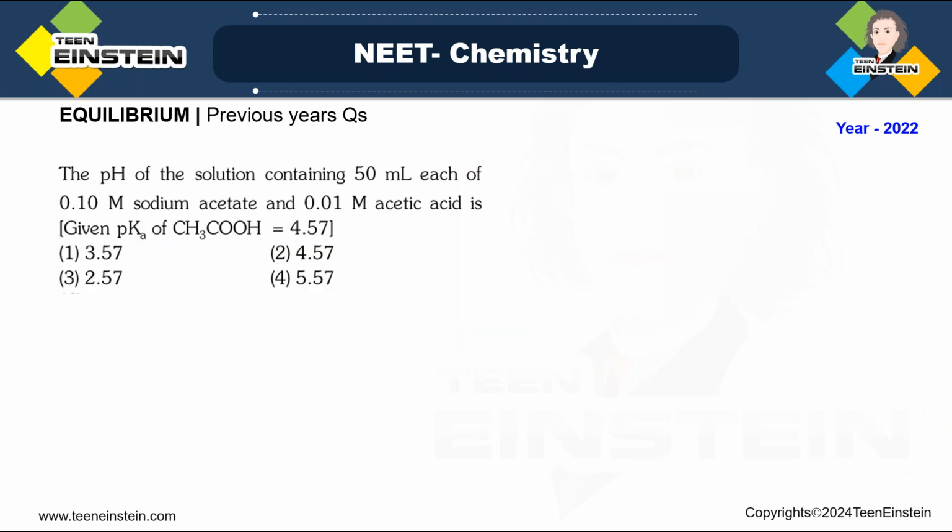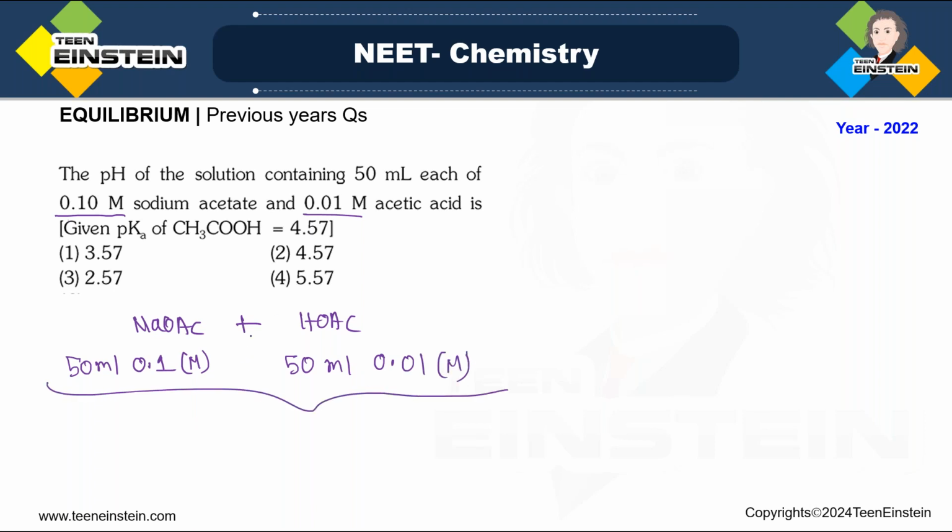The pH of the solution containing 50 ml each of 0.1 molar sodium acetate and 0.01 molar acetic acid. This mixture 50 ml pH is you have to calculate. pKa of acid is given. So here we have a mixture of sodium acetate, which is 0.1 molar. Be very careful when you are writing the concentration, because it is 0.1, it is 0.01. It is present 50 ml, and HOAC, that is acetic acid, that is also 50 ml, but it is 0.01 molarity. So this is the mixture you have.